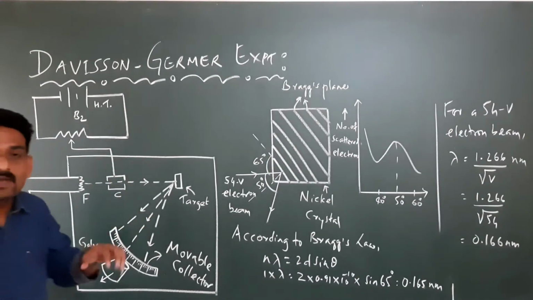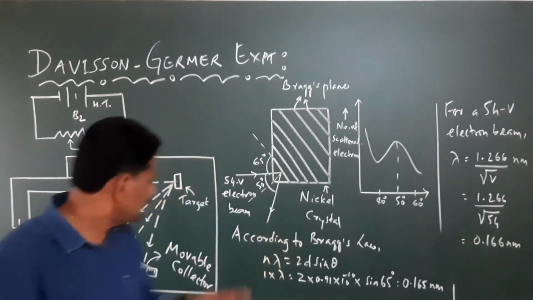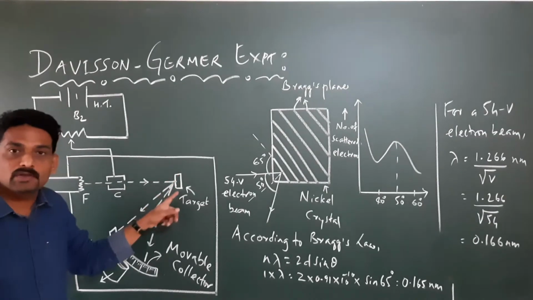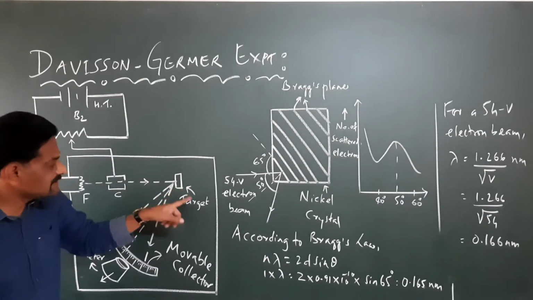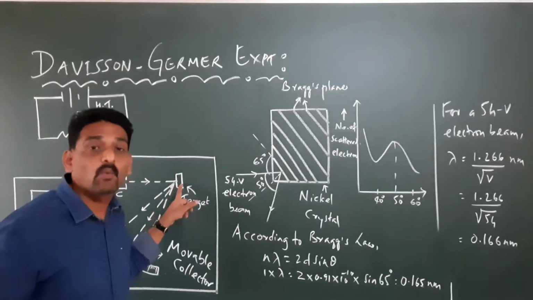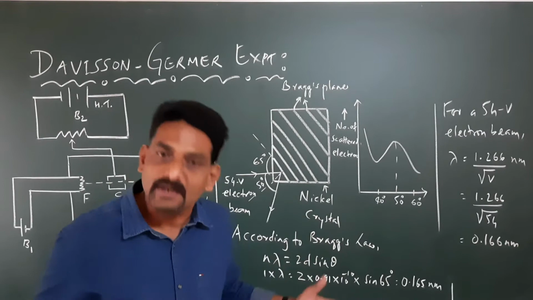Now we have an accelerated, collimated beam of electrons. These accelerated, collimated electrons are made to fall on the target material, which is basically a nickel crystal. When they fall on the target material, what happens? They undergo scattering in different directions.